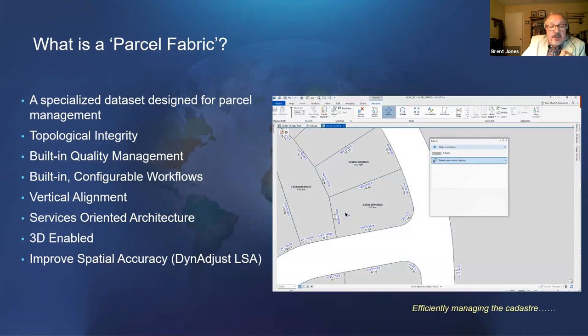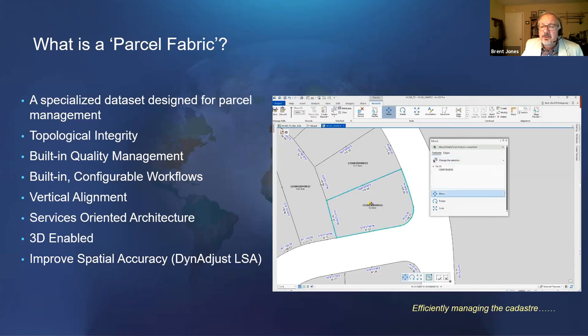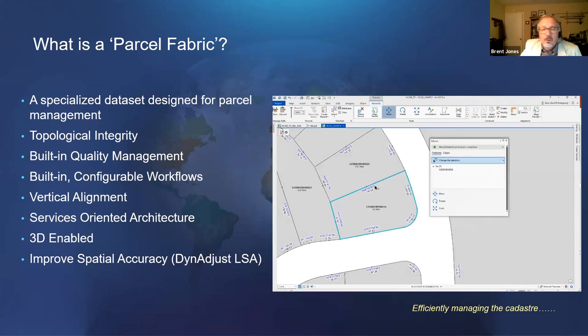A parcel fabric is a purpose-built special data model to handle parcels and survey data the way surveyors would handle it. It's built into the system. It's configurable, so if you have different models and workflows, that's no problem. It's services-oriented architecture, so it fits into the entire geospatial infrastructure. Recently, we've embedded DynaJust, the popular open source least squares adjustment engine. I encourage you to give it a test drive and let us know what you think.